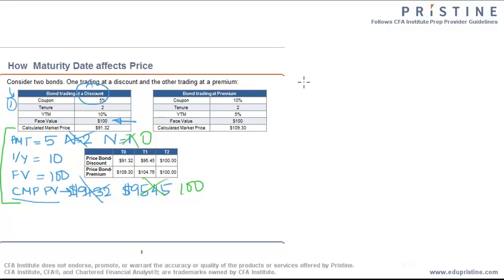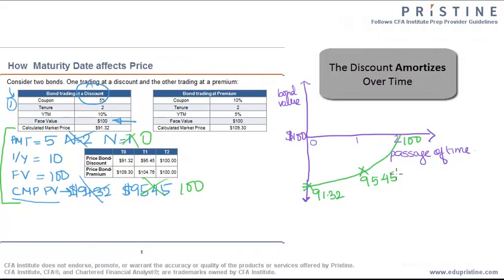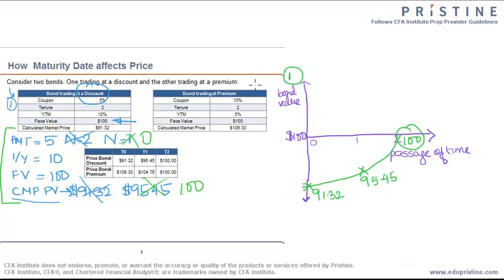If I plot a graph with the passage of time on the x-axis and the value of the bond on y-axis, I get a curve that looks like this. As you can see, the discount amount decreases over time. In other words, the discount amortizes over time till the bond trades at par at maturity. Now let's take a look at the second bond.